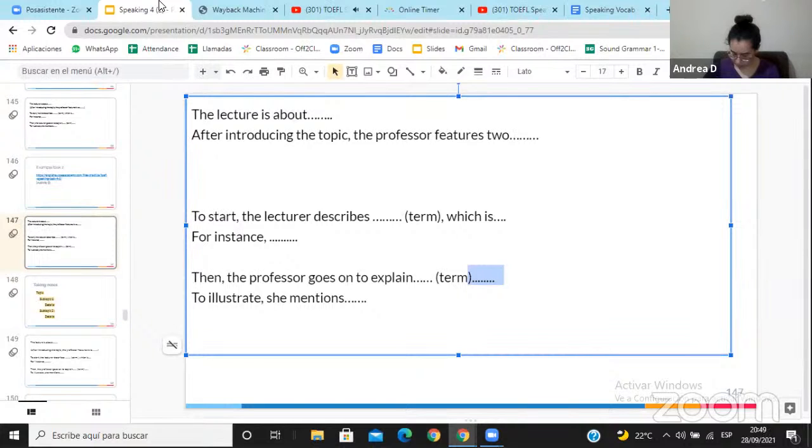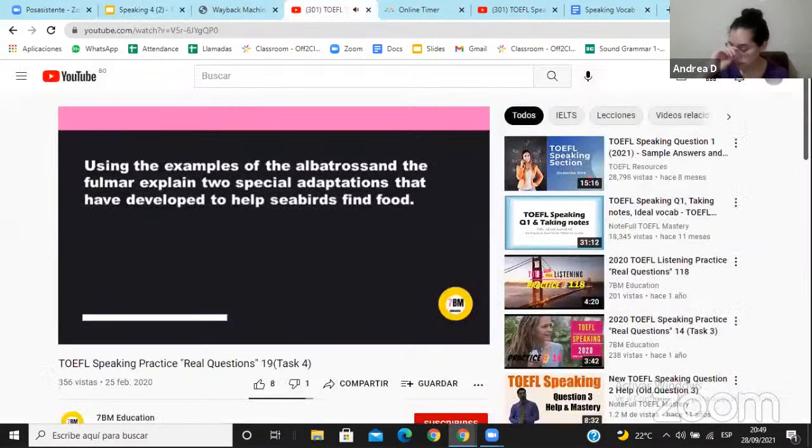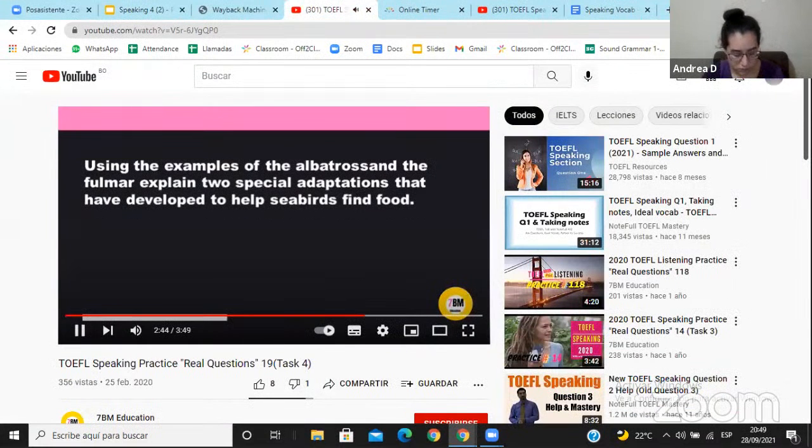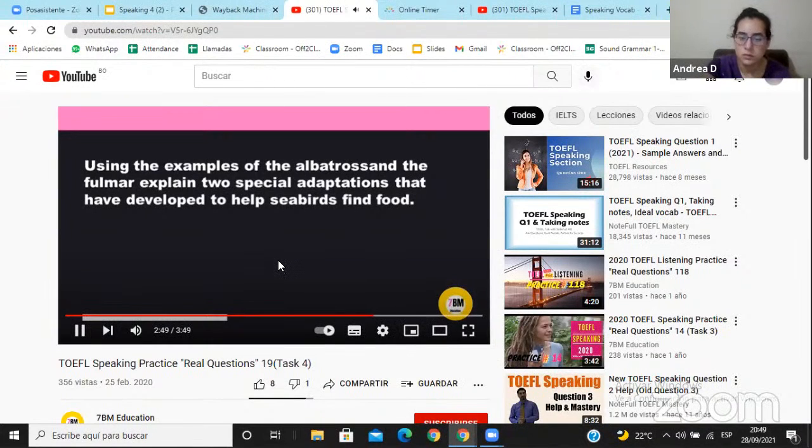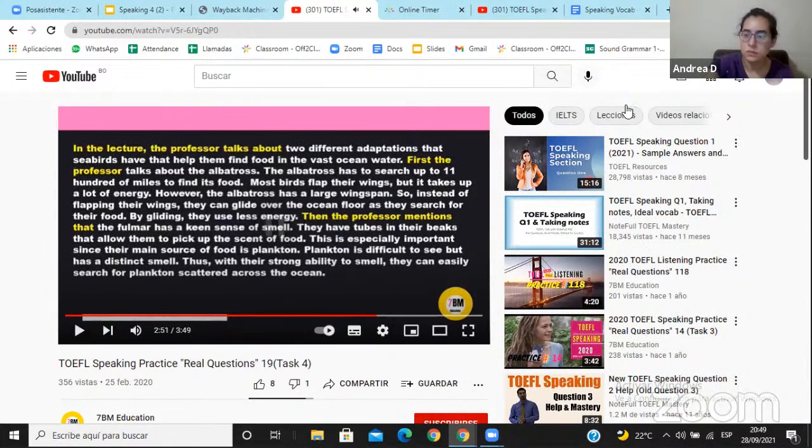Now, this highly developed sense of smell is especially important because the fulmar's main source of food, plankton, are tiny organisms that are hard to see, but they give off a very sharp, distinctive odor. So when fulmars are flying around looking for food, they may not be able to see them, but they can find the plankton by smelling them, even from far away. Using the examples of the albatross and the fulmar, explain two special adaptations that have developed to help seabirds find food.